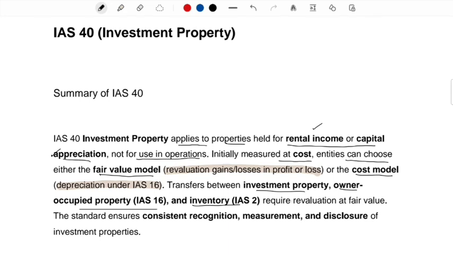We are going to be understanding how those transfers are going to happen, because you just cannot simply transfer. There is going to be a proper method through which you have to transfer the property between the standards. Usually what happens is they require the revaluation at fair value. Don't worry, this is just a summary. We are going to go through the detail in a while. The standard ensures consistent recognition, measurement, and disclosure of investment properties.